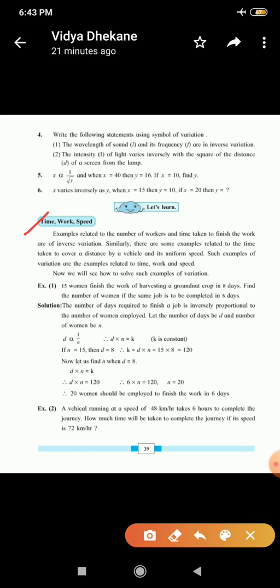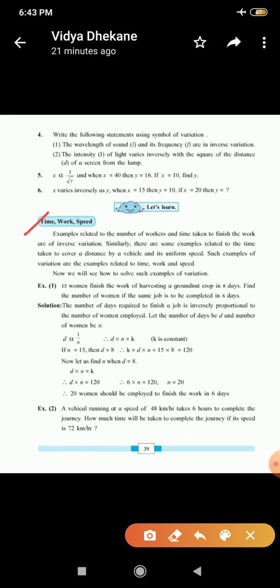Now, let us find N when D is equal to 6. So, D into N is equal to K. So, D into N is equal to 120. Therefore, 6 into N is equal to 120. N is equal to 20. So, 20 women should be employed to finish the work in 6 days.